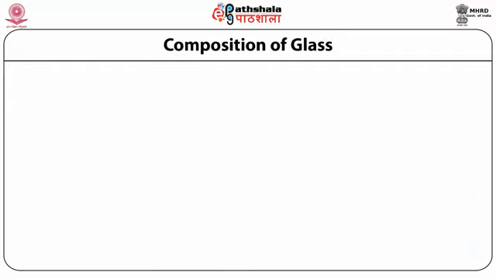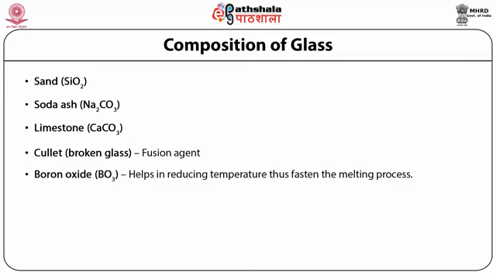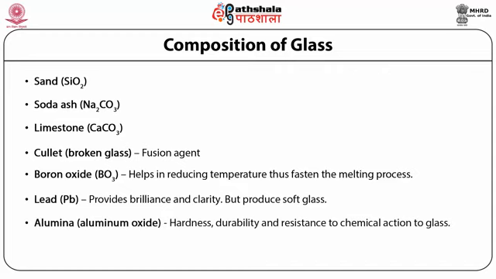Composition of the glass. Generally, the glass contains sand, that is silicon dioxide, soda ash, that is also known as sodium carbonate, limestone, that is calcium carbonate, cullet or the broken glass, that is also called a fusion agent. Boron oxide, that is B2O3, helps in reducing the temperature and thus hastens the melting process. Lead provides brilliance and clarity but produces soft glass. Alumina, that is aluminum oxide, provides hardness, durability and resistance to chemical action to the glass.